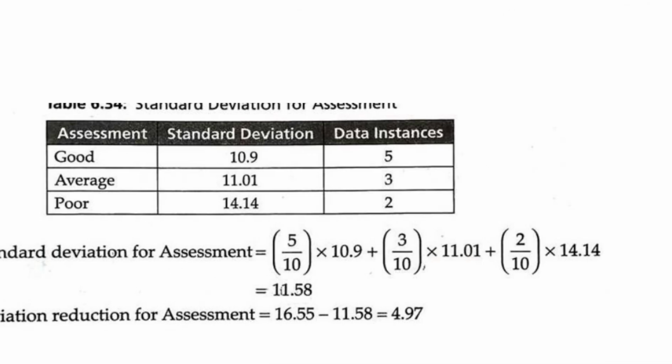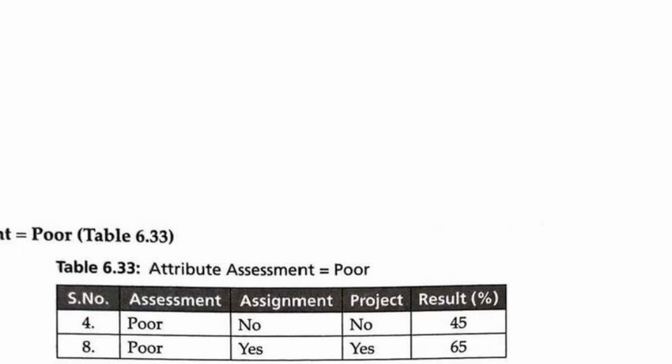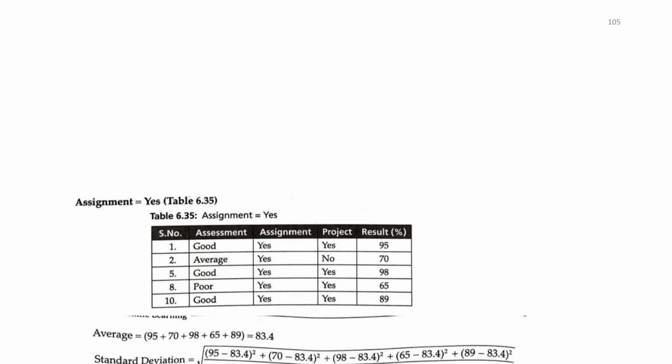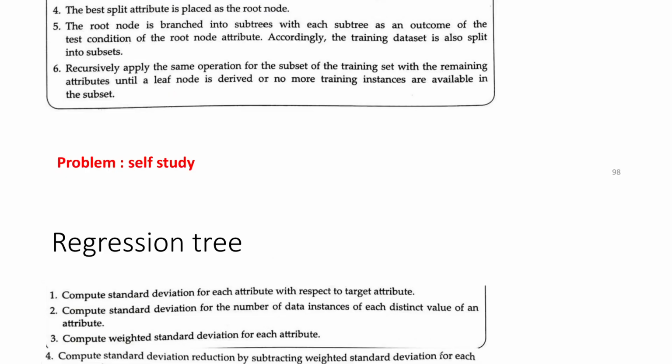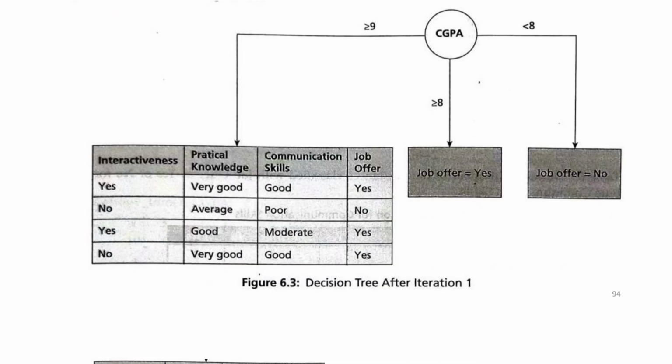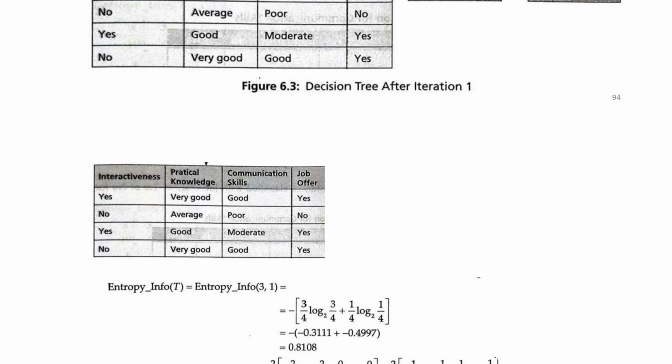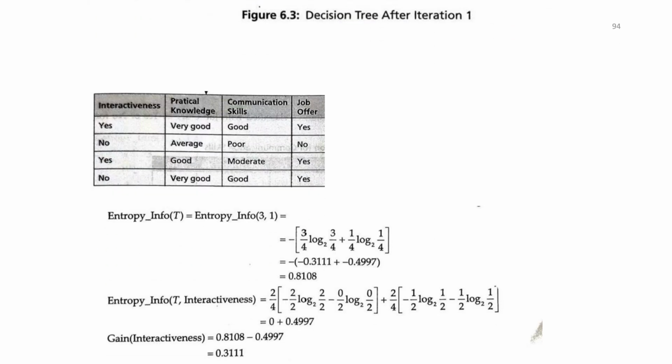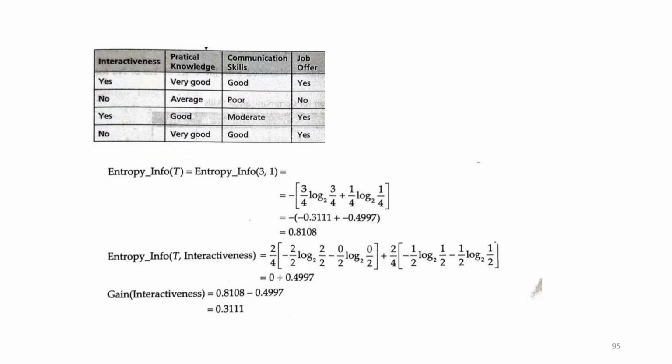Same. Okay, now you can see that in the diagram. It depends on interactiveness, practical knowledge, and communication. 3 times you have to repeat. First, job offer as usual. In that, interactiveness job offer, practical knowledge job offer, and communication job offer. So this you have to repeat.